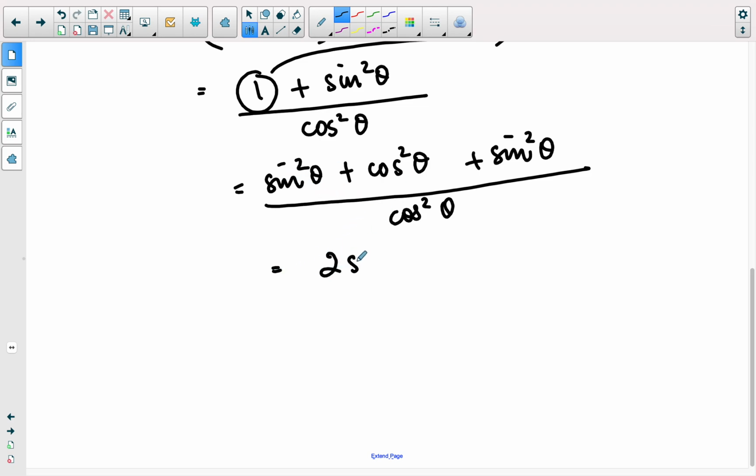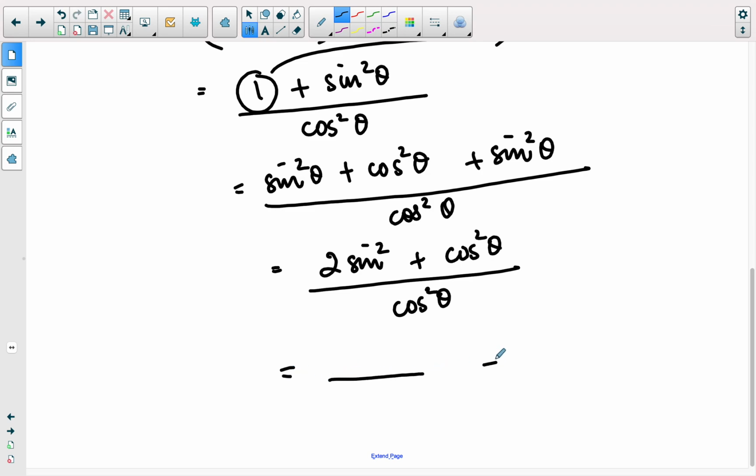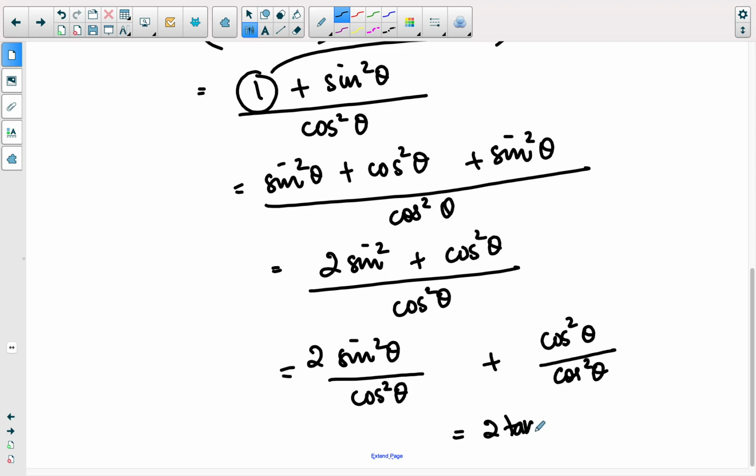So now I have 2 sine squared theta plus cos squared theta, divided by cos squared theta. I split them up as if I'm adding two fractions with cos squared theta. And so that's 2 sine squared theta divided by cos squared theta plus cos squared theta divided by cos squared theta. I split them up. So that's 2 tan squared theta plus 1, or 1 plus 2 tan squared theta, which is my right side.